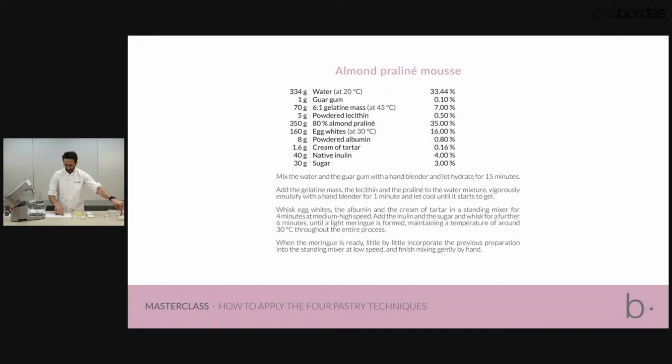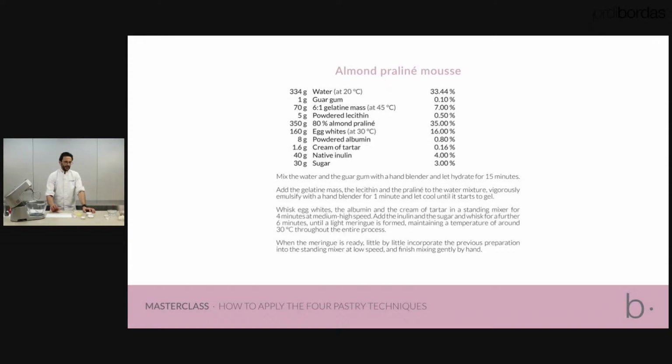As you can see, we have to use in that recipe 70 grams of gelatin mass, that is 6:1. That means it's 6 parts of water, 1 part of gelatin. And then we just let hydrate the gelatin mass in the right direction. We heat at 45 degrees and we mix with the water.